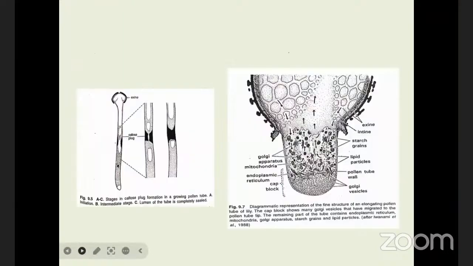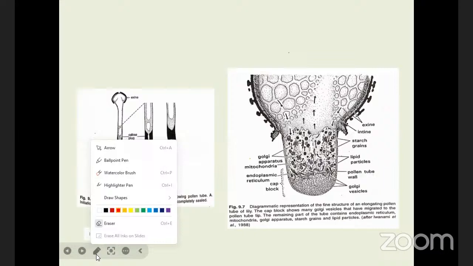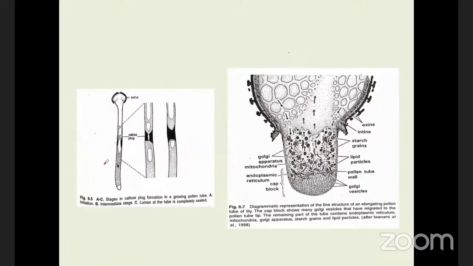And then the next, you see here, sometimes what happens in the pollen tube? Whenever the pollen germinated, in the pollen tube there are callose cellulose plugs, which block the pollen tube to stop the male gametes toward the stigma, or toward the ovule. That callose plug formation is also one of the sexual incompatibility processes.